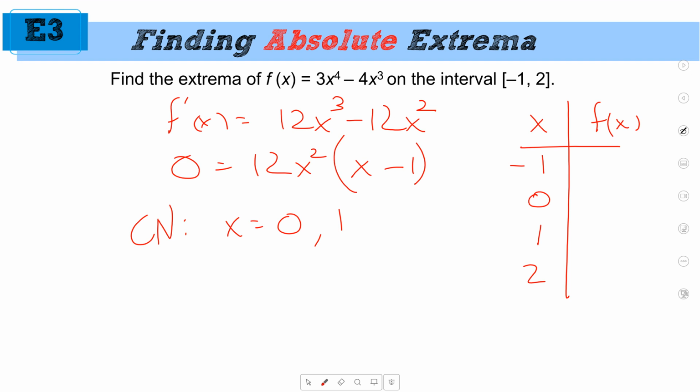Okay. -1 and 2 because they're the endpoints of the interval, 0 and 1 because they're my critical numbers. Now I showed you, I think last block or the block before, how to quickly find values of graphs. You could plug it into y1 and look at the table. Or you can use the method I showed you on the home screen. For now, I would just use the table. Put 3x to the 4th minus 4x cubed into y1, go to the table, and generate a bunch of values.